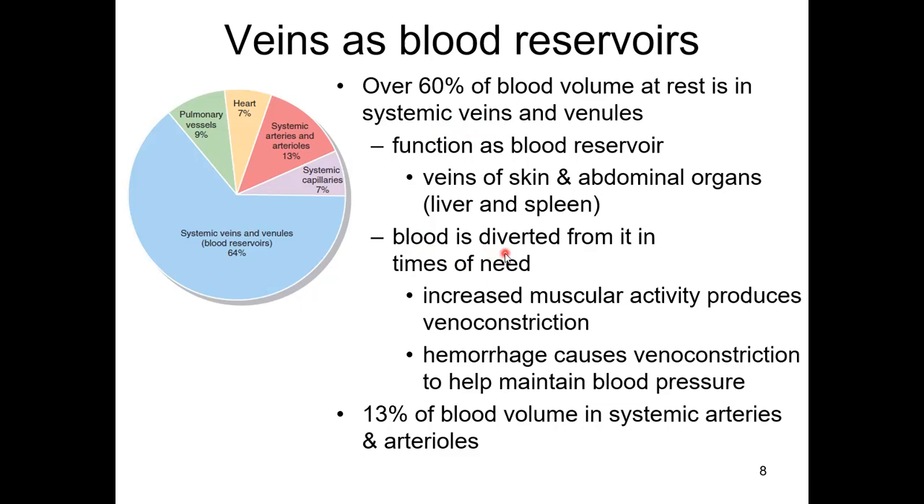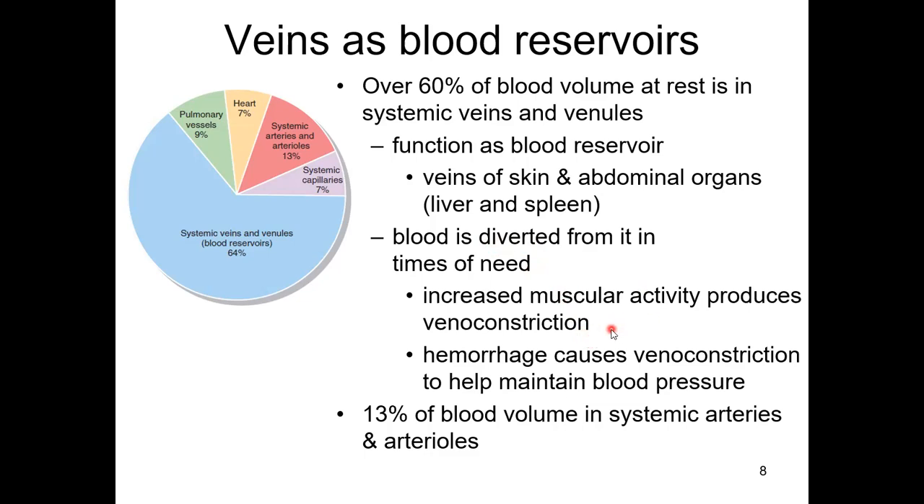Blood can be pushed out from these veins and venules when we need it: exercise, muscular activity, fight or flight response, and blood will be moved eventually into the main circulation. We talked about regulation of stroke volume way back in the heart chapter. So blood diverted from sedentary veins can come to the right side of the heart.